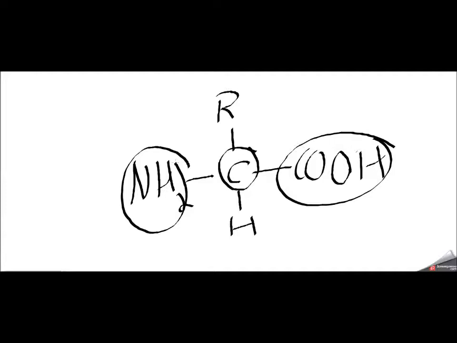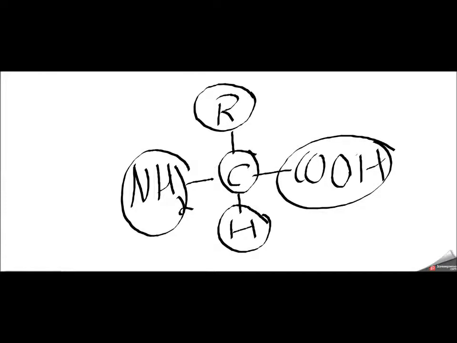Under this carbon is a hydrogen atom, which is always there in all amino acids. And here is the R group, or the variable group. The variable group is the group that remains inconsistent between the 20 amino acids.